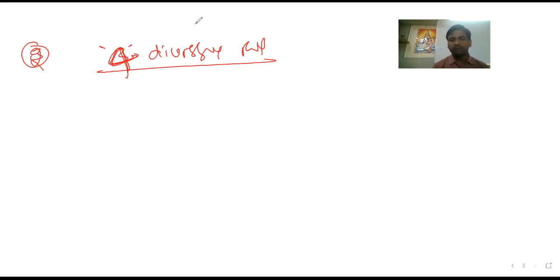First, the divisibility rule of 4. What is the divisibility rule of 4? Once you understand 2, understanding 4 is easy. The rule is: the last 2 digits.